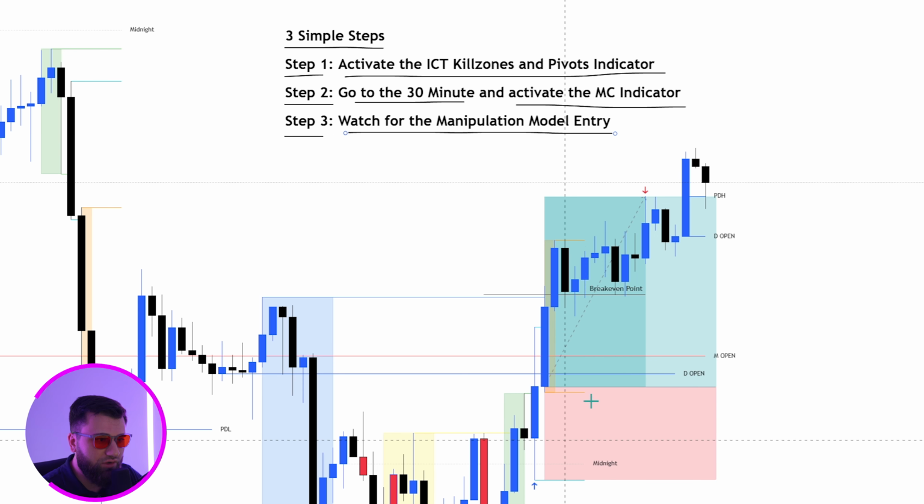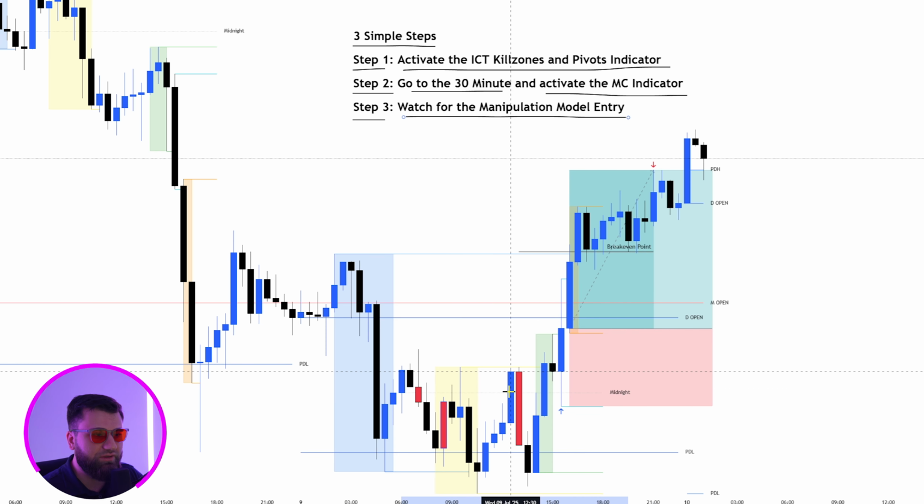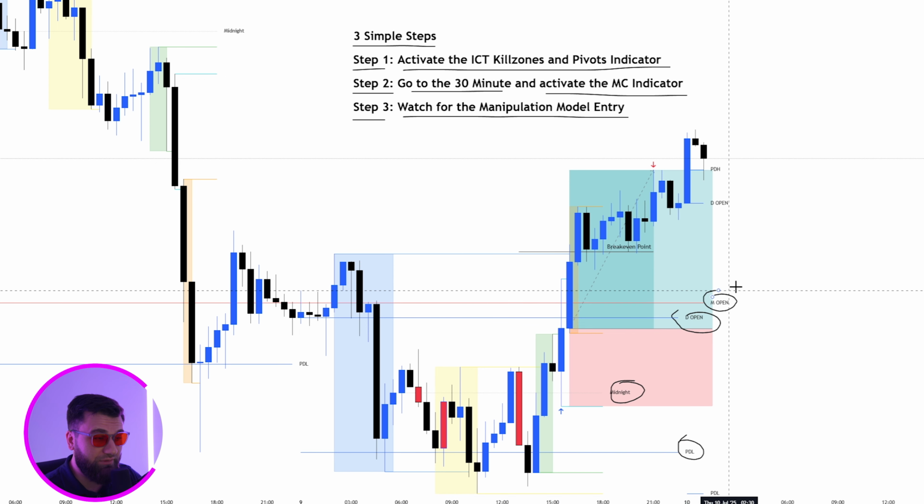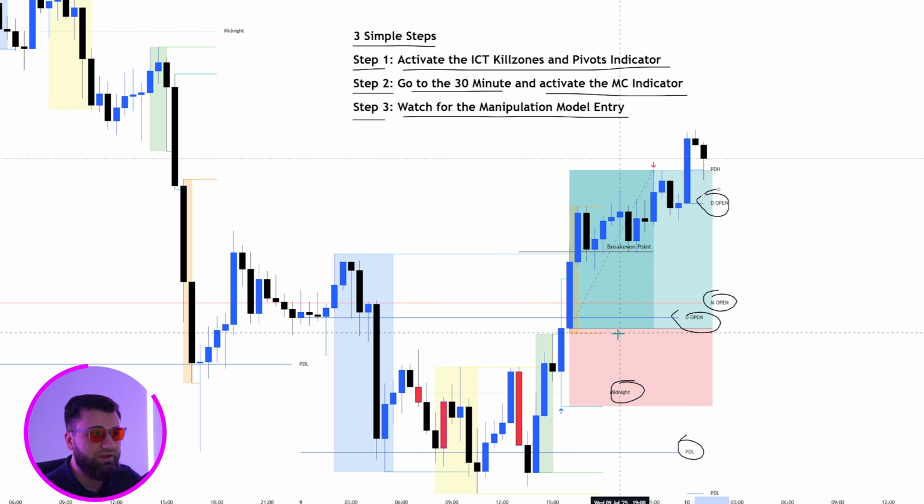As you guys already know, the manipulation model is very simple. As long as you react from a midnight, PDL, daily open, a monthly open, and right here we have another daily open, but as long as you react from any kind of these levels and close above session highs and you have a manipulation candle, that trade is valid. You can take the trade from here and ride it up to the target.